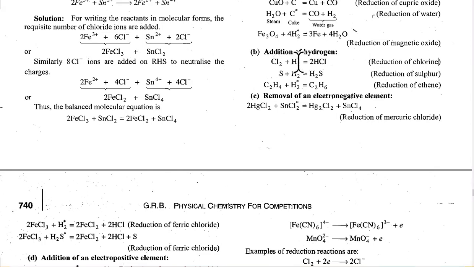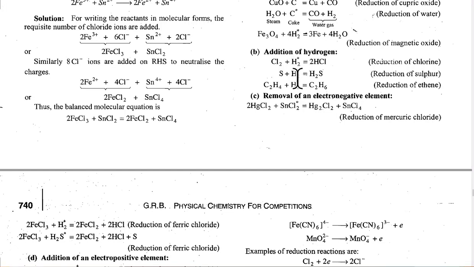But what about hydrogen? It is the reverse. If reduction of chlorine takes place, then here oxidation of hydrogen is taking place. So chlorine gets reduced and hydrogen gets oxidized. So here hydrogen is called the reducing agent. Hydrogen is called reducing because it is undergoing oxidation.